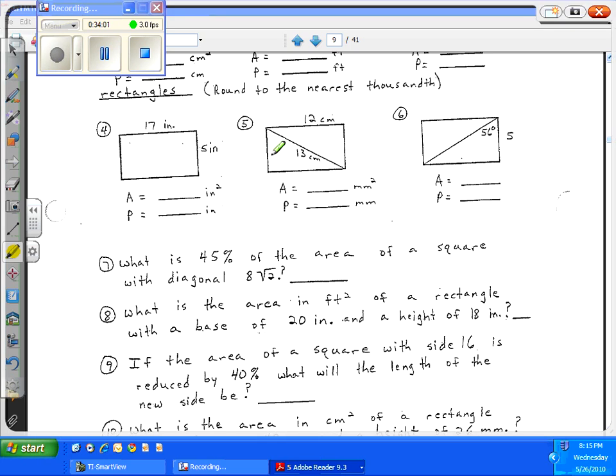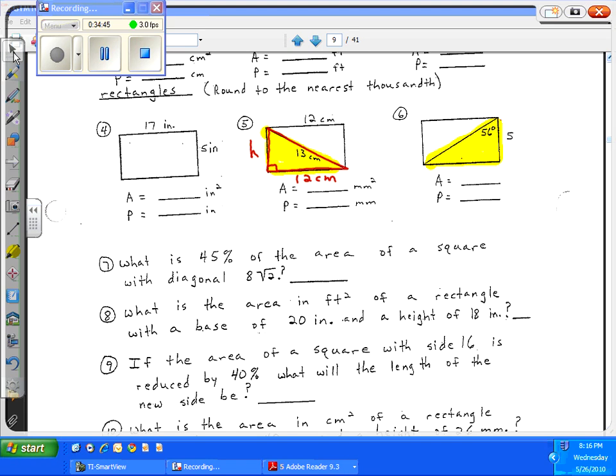On the rectangle, what are you going to use to find the missing part here? Don't forget about Pythagorean theorem and the trigonometric ratios, sine, cosine, and tangent. So you're going to be using those a little bit, okay? If the top on number 5 is 12 centimeters and the bottom is 12 centimeters, that's a right angle. You can find your height with the Pythagorean theorem.